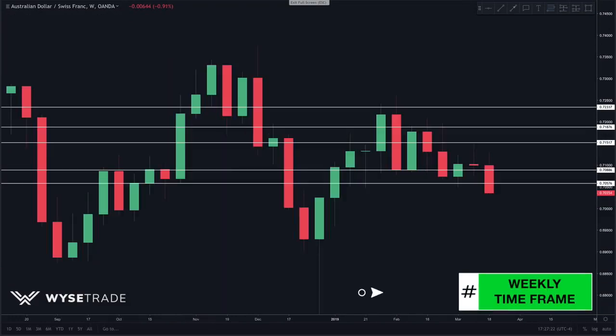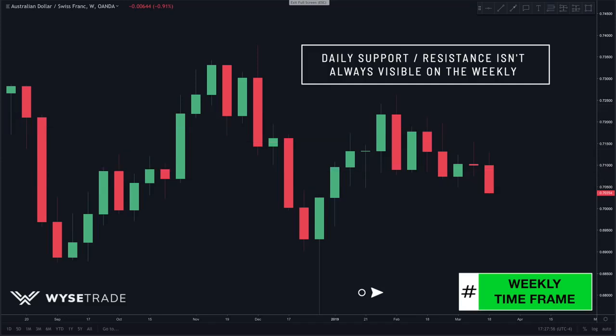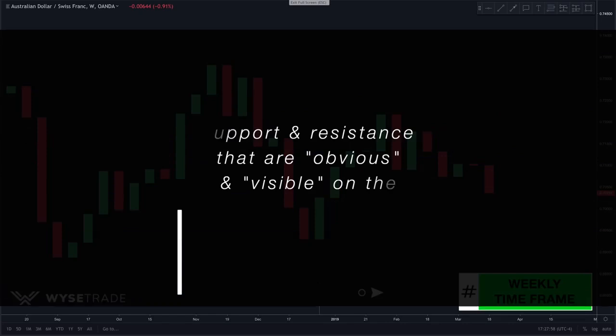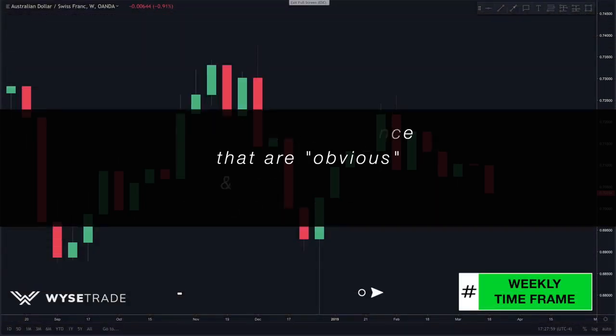Now, here in the weekly time frame, notice how the support and resistance levels you drew in from the daily are not visible on the weekly. So let's go ahead and remove all these daily levels. So here's the key to identifying your dynamic support and resistance levels. Look for levels of support and resistance that are obvious and visible on the weekly time frame.